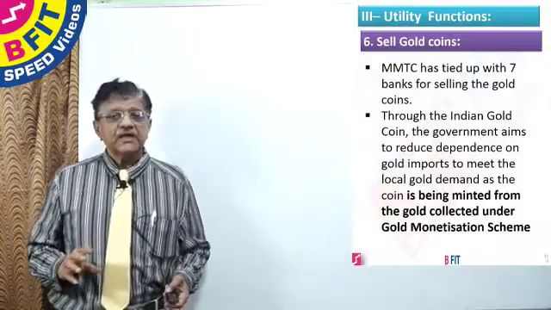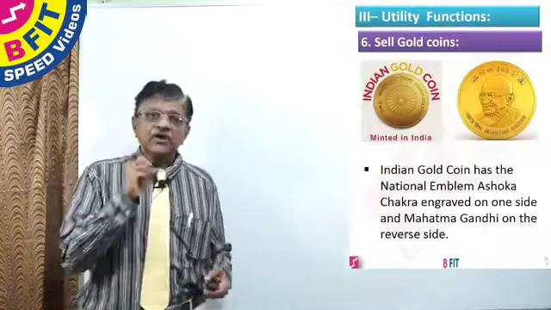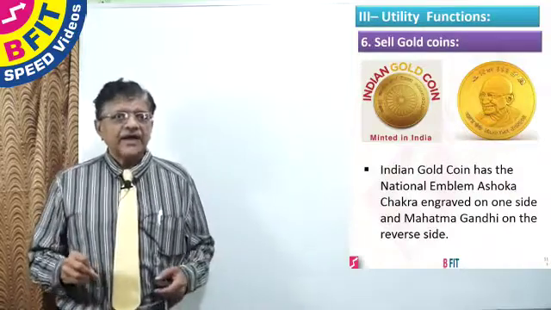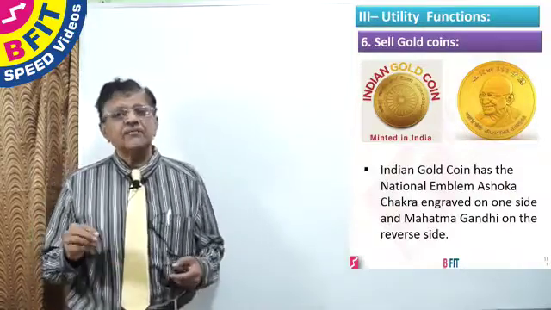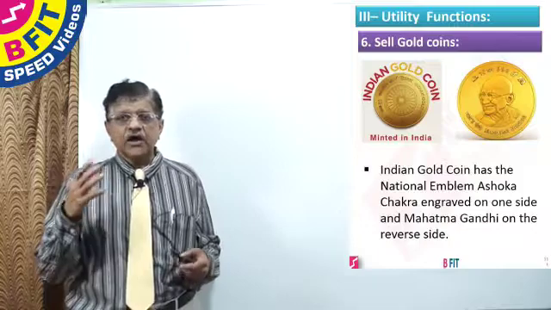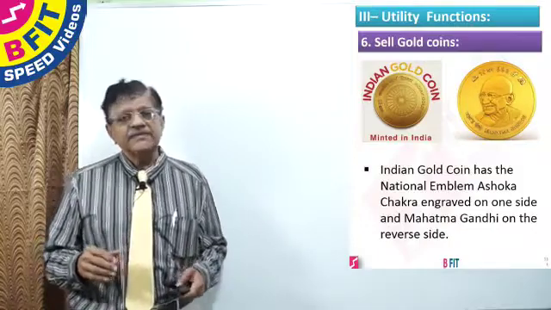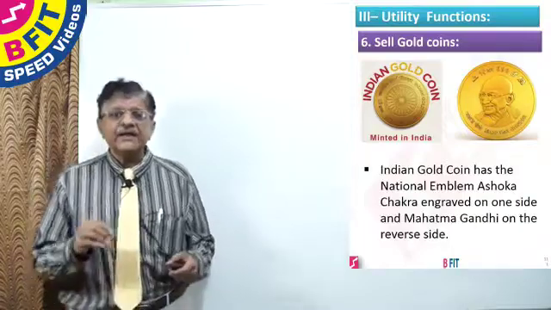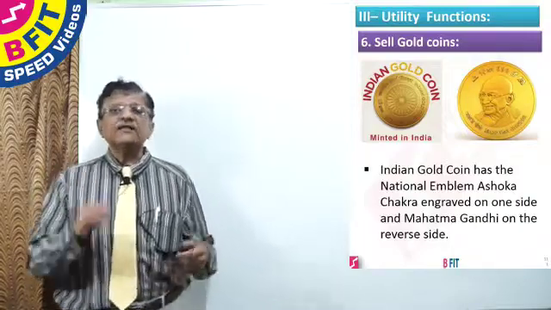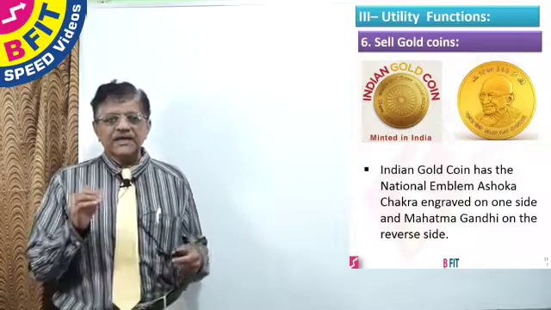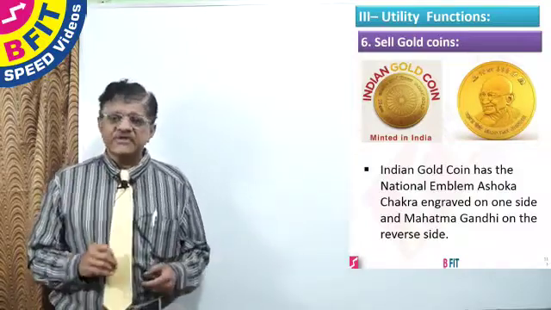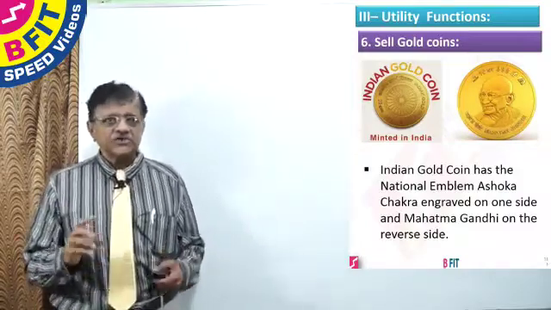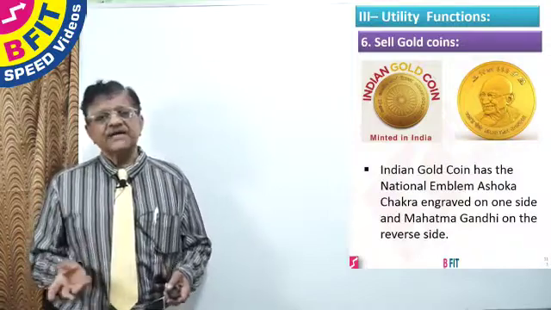The Indian gold coin, you'll be happy to know, has two emblems. One is the national emblem of Ashoka Chakra engraved on one side, and on the other side it is the picture of Mahatma Gandhi. This question they may ask you. In the Indian minted gold coin, what are the emblems? What are the insignia that are represented? One is the Ashoka Chakra on one side, and on the reverse side is Mahatma Gandhi.